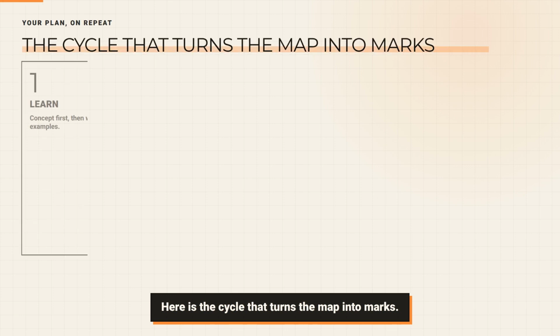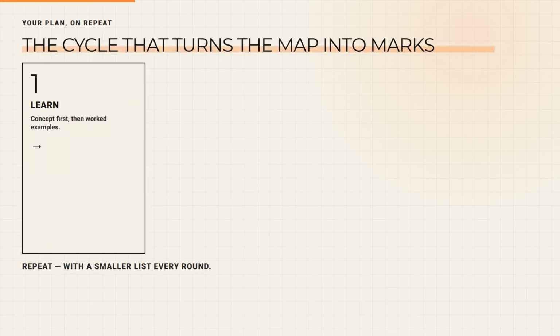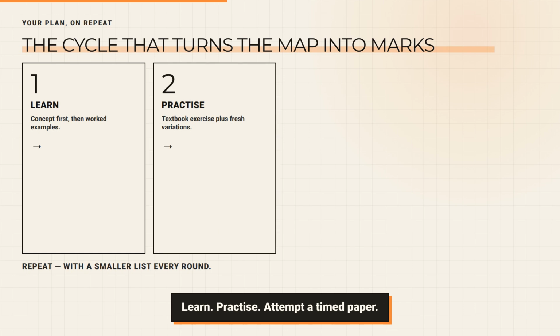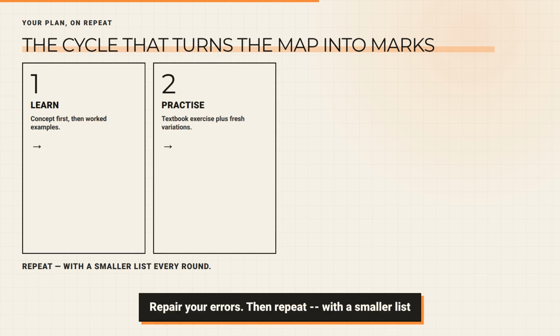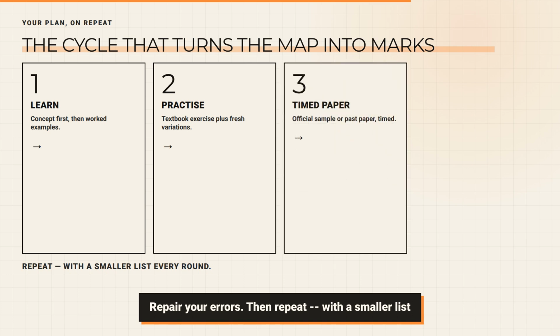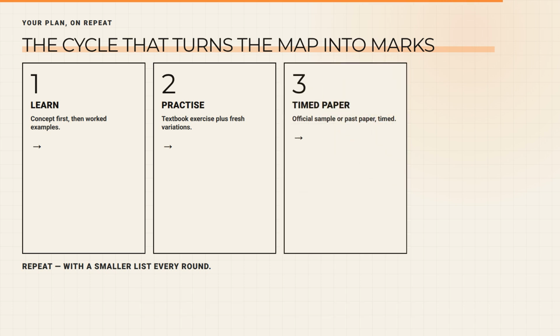Here is the cycle that turns the map into marks. Learn, practice, attempt a timed paper, repair your errors, then repeat, with a smaller list every round.